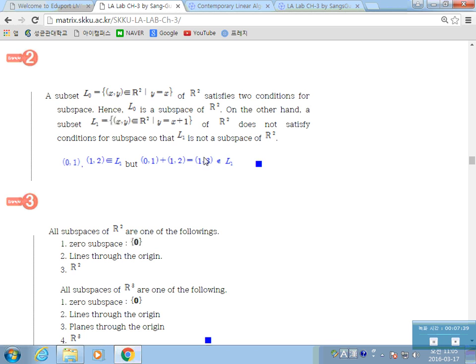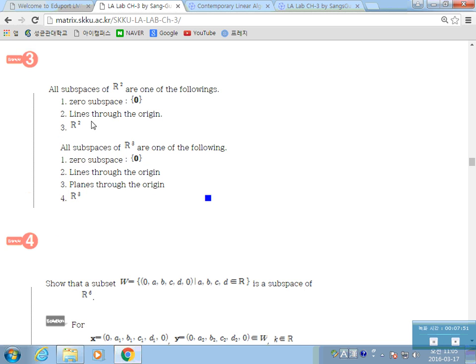So this point is not in L1. So it's not closed under the vector addition. So it violates at least one condition to be a subspace. So it is not a subspace.